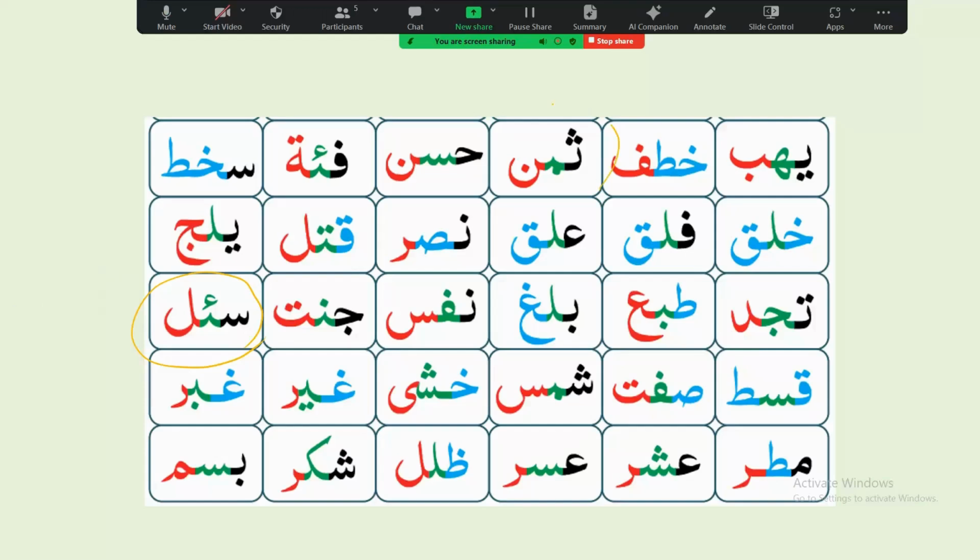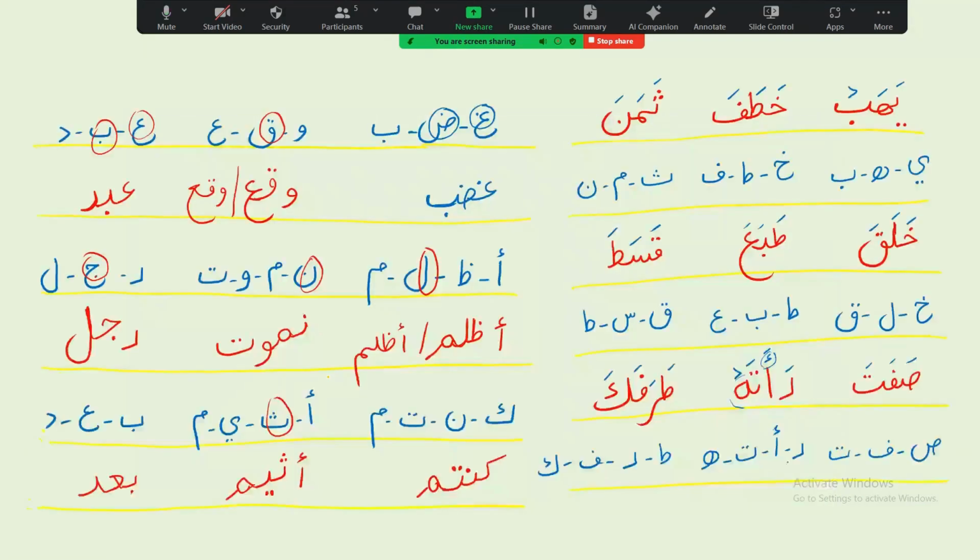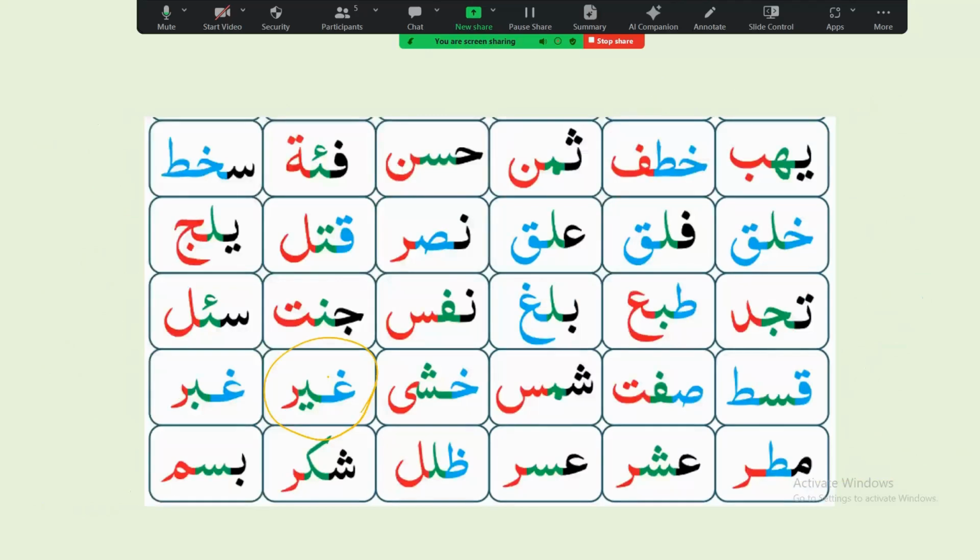What is this, sisters? Who is going to guess this one now? This one here. So this is the way you are supposed to practice, sisters, inshallah. One way is the way we have just practiced now. You see all of the words written here are color coded, and that is how you are able to make a guess as well.